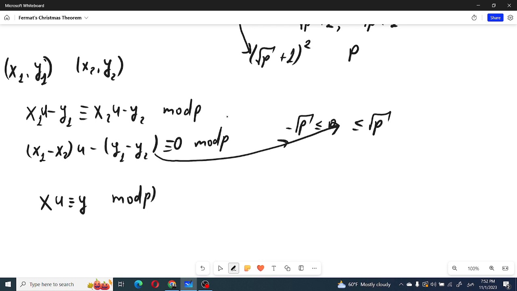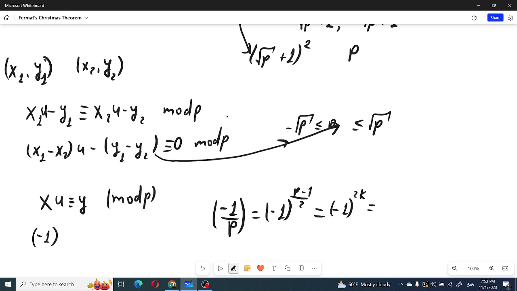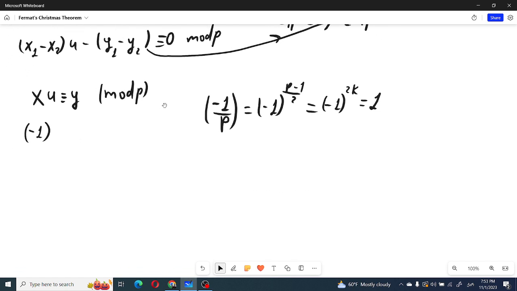Now let's get back to our initial problem, and now we need to use the fact that negative 1 is a quadratic residue for all primes which are of the 4k plus 1 type. And how can we conclude this? Because of Legendre's symbol, negative 1 over p must be negative 1 to the power of p minus 1 over 2. So this must be negative 1 to the 2k. So this is 1. So we can conclude that there will exist some integer u such that u squared must be equal to negative 1 mod p.